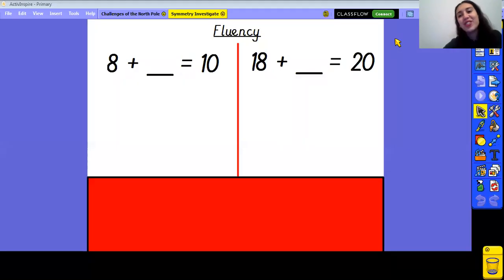Hi everyone, let's get straight into some fluency then. So the past few days we've been looking at using our number facts to 10 to help us really understand some related number facts to 100, and now we're looking at number facts to 20.